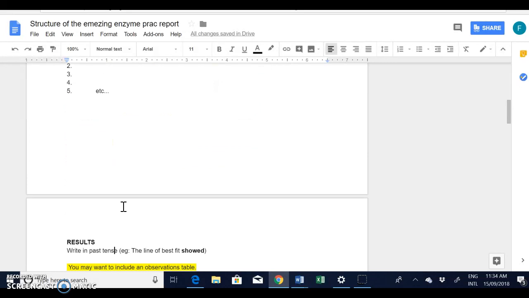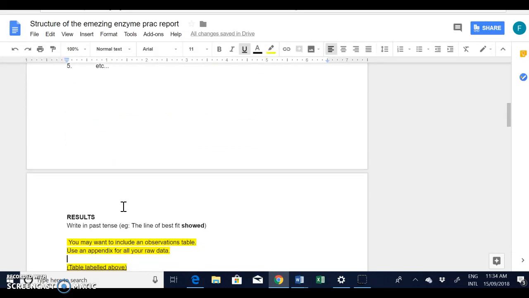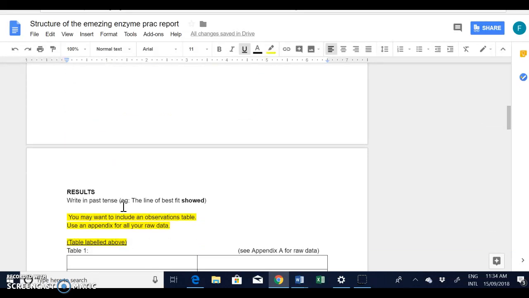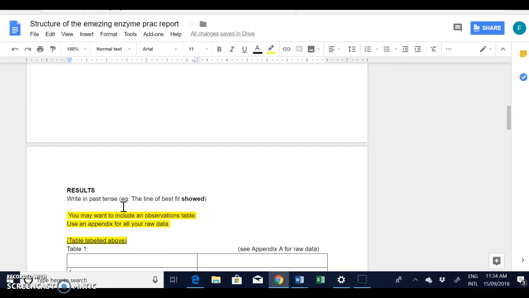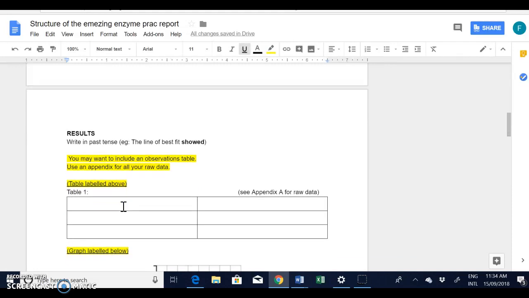Okay, now let's talk about results. So this will be in past tense. Now you might have made some observations which you refer to in your discussion as explaining what's going on. If you do that, put it in here in your results, and just put a little table. Then your task sheet says you need a table labelled above and a graph labelled below. With this table, you might have used a heap of data or just a little amount of data. We don't need to know all the raw data, okay? So put it in an appendix at the bottom.